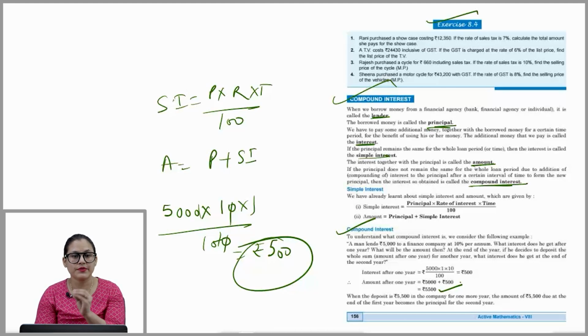When the deposit is 5,500 in the company for 1 more year, the amount of 5,500 due at the end of the first year becomes the principal for the second year. Got it? Means now this amount has become the principal for the second year. Okay.